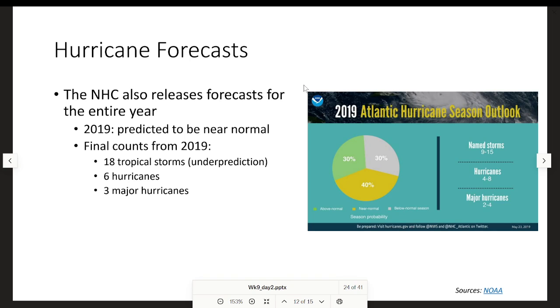The National Hurricane Center also releases forecasts for the entire year. In 2019, they predicted it to be near normal, but there were 18 tropical storms, so it was an under-prediction. They were saying there would be 9 to 15 named storms, and there were 18. They said 4 to 8 hurricanes, and there were 6. They said 2 to 4 major hurricanes, and there were 3. So their other two forecasts were good, but there were a lot more tropical storms than they predicted that year.